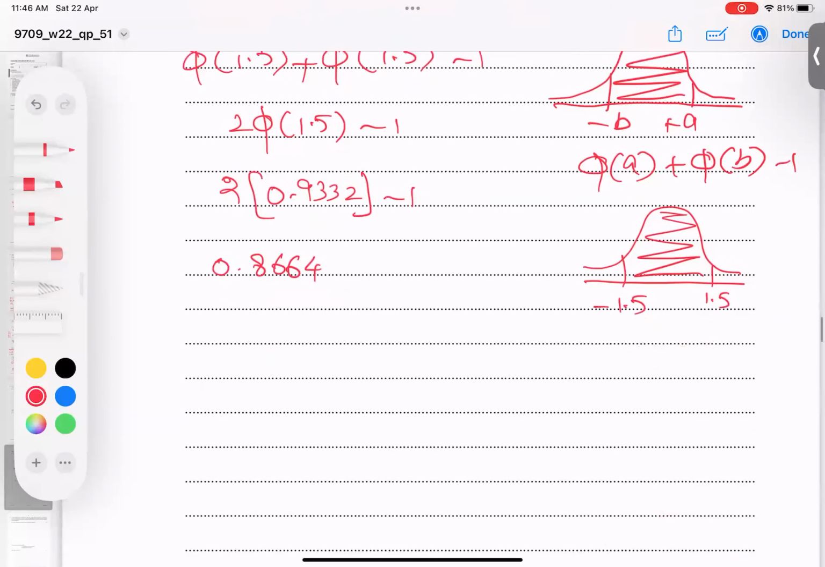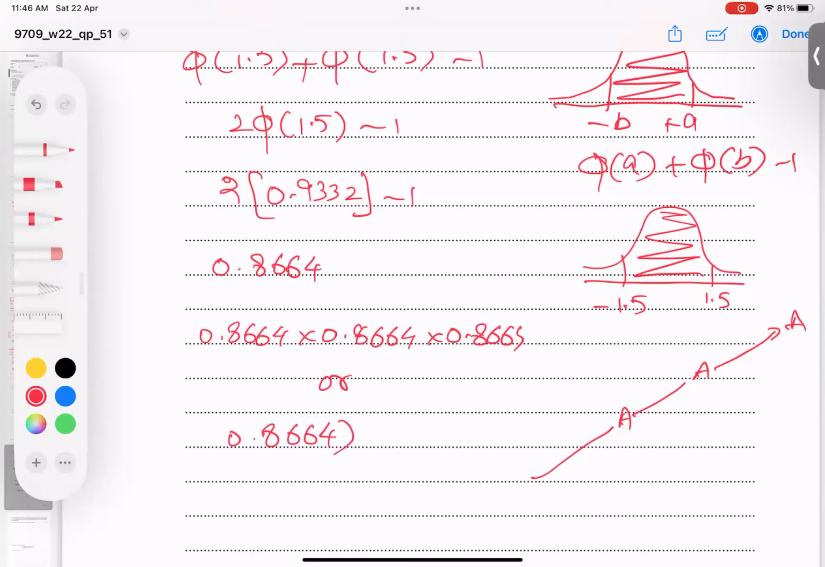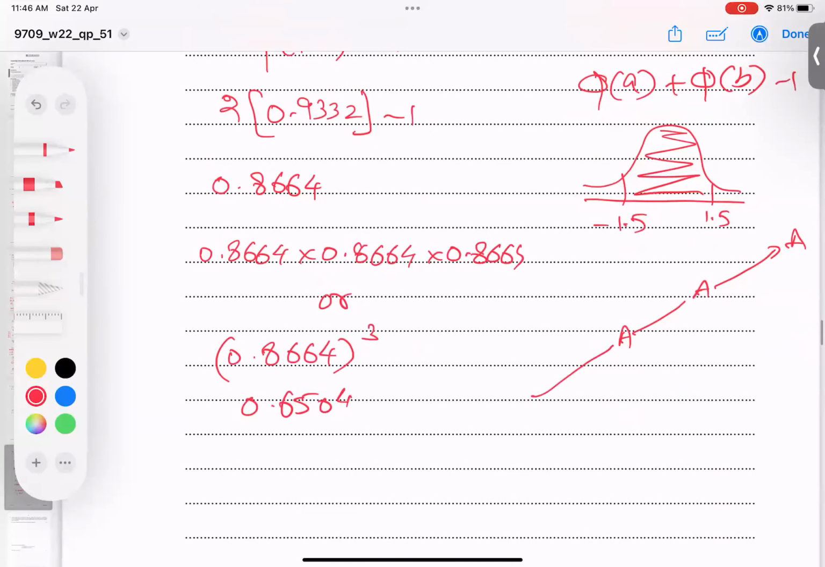But whenever you go for branches, adult number 1, adult number 2, adult number 3, in a branch we multiply. So 0.8664 times 0.8664 for the first adult, second adult, and third. Or you can say 0.8664 to the power 3. We take the power 3 of this, so the answer is 0.6504, and in 3 SF it is 0.650. I hope the idea is clear.